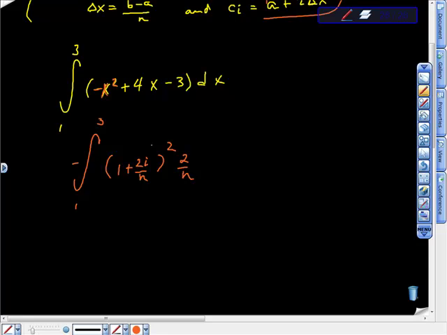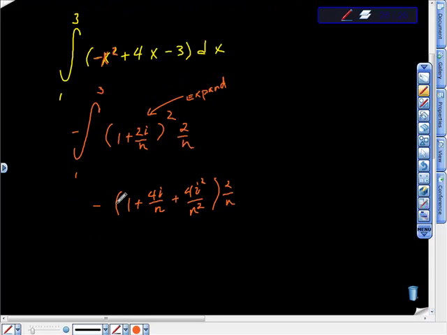Then I'm going to expand this out. Try to get this done in under 8 minutes. I'm going to expand this, and that's going to give me the opposite of 1 plus 4i over n plus 4i squared over n squared, like that. And then I'm going to multiply this times this and get negative 2 over n here.